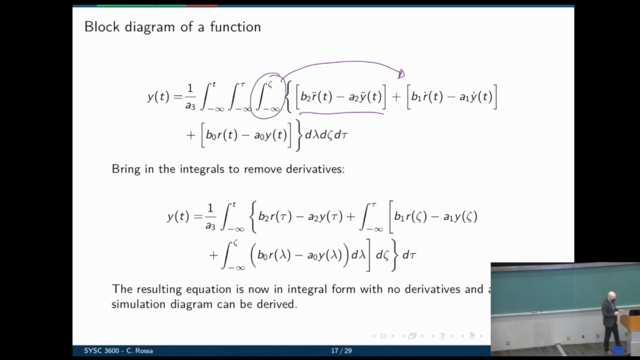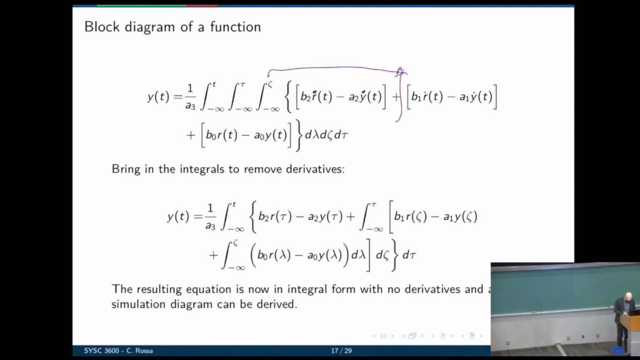So if that integral makes it over here, it is no longer integrating 3 terms, it is integrating 2 terms, which means that these 2 terms that it passed over here have been integrated, and they are now simply r and y dot. Yeah? And I can do the same for the other term.